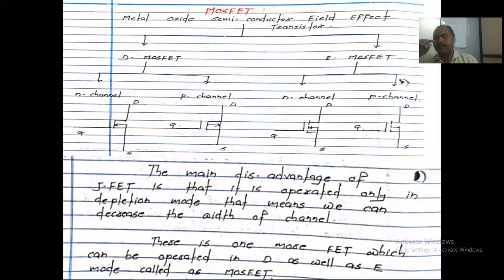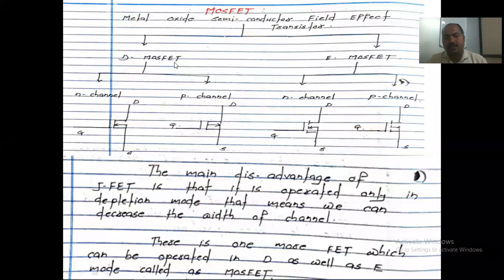So that's why we have designed another device, which is called the metal oxide semiconductor field effect transistor. For that construction, we have used another material, that is metal oxide semiconductor. That's why it is called MOSFET. There are two types of the MOSFET: one is D MOSFET and the other is E MOSFET.